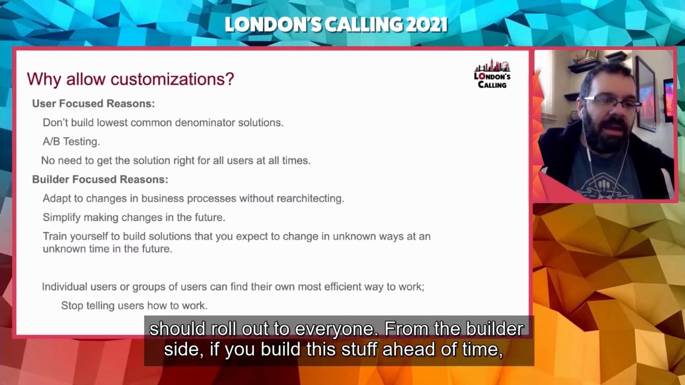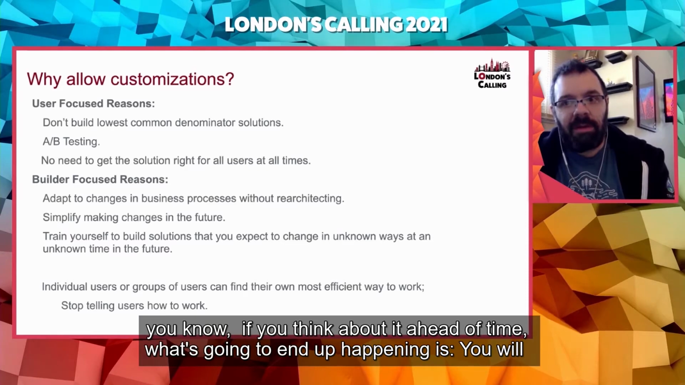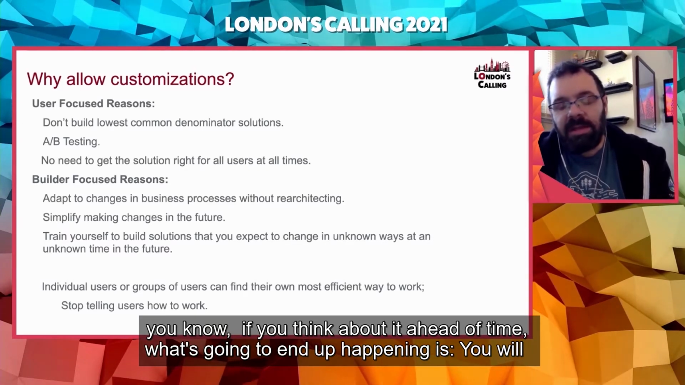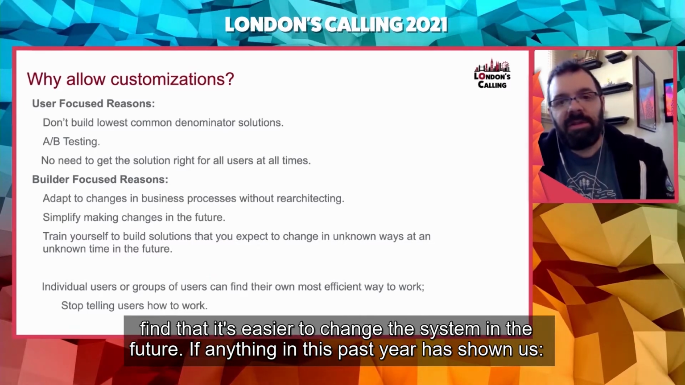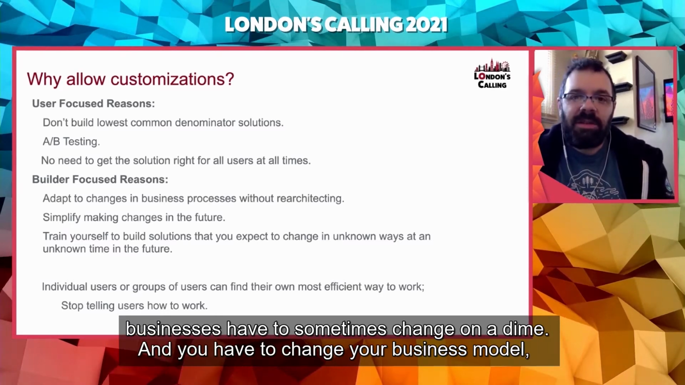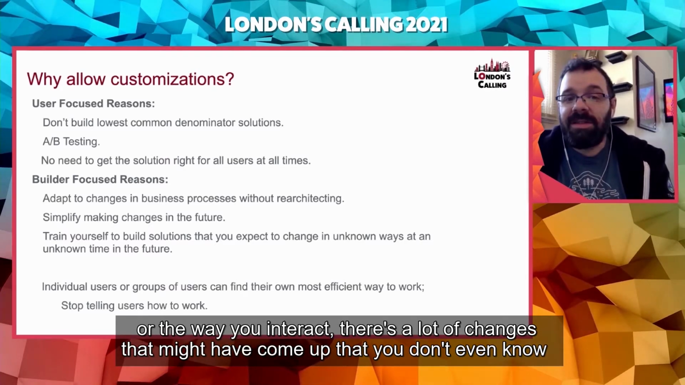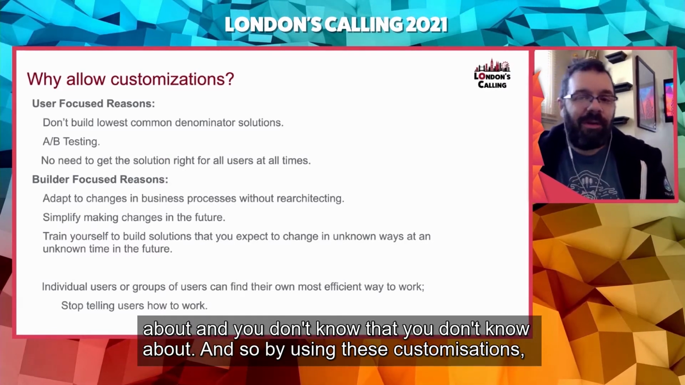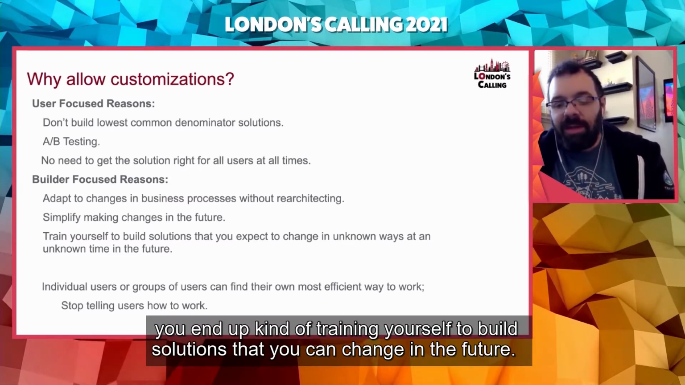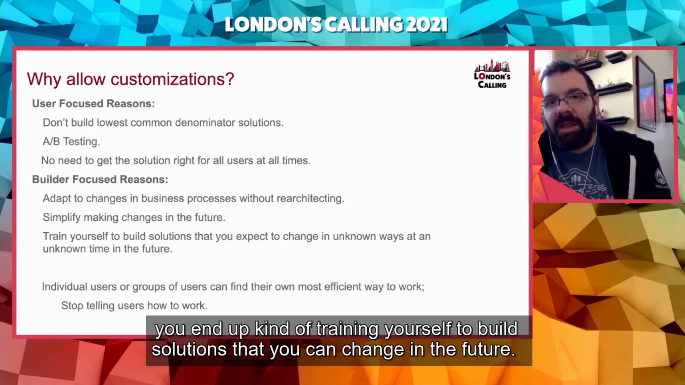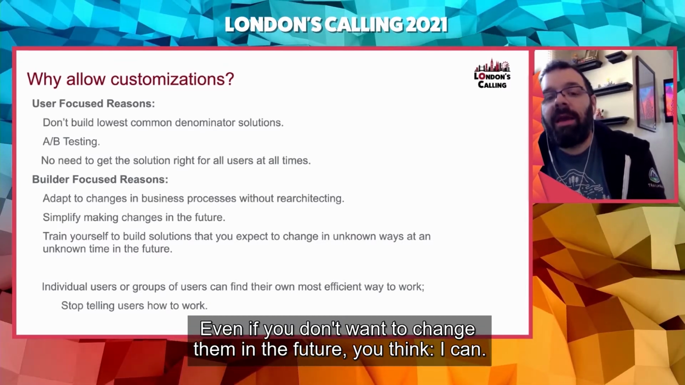From the builder side, if you build this stuff ahead of time, if you think about it ahead of time, you will find that it's easier to change the system in the future. If anything in this past year has shown us, businesses have to sometimes change on a dime, and you have to change your business model or the way you interact. There's a lot of changes that might come up that you don't even know about, and you don't know that you don't know about. And so by using these customizations, you end up training yourself to build solutions that you can change in the future. Even if you don't want to change them in the future, you think, I can.